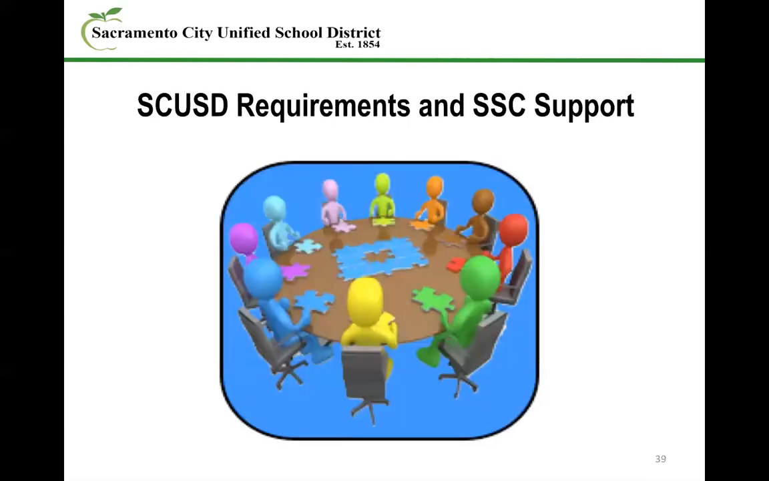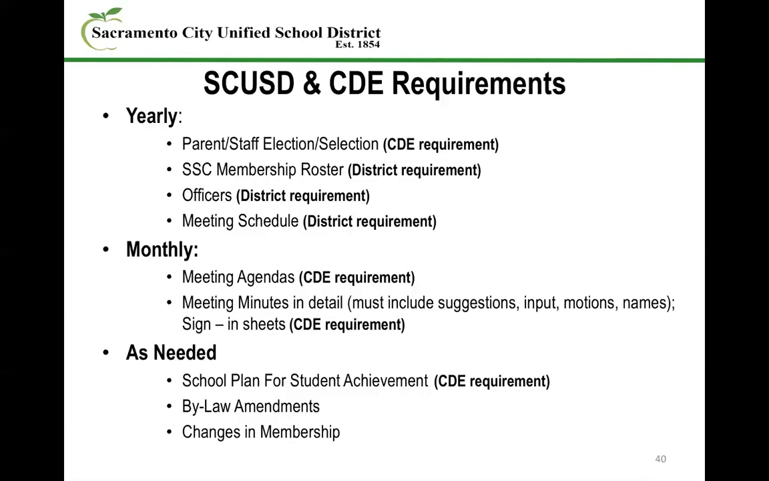School site council requirements and supports. The state and the district require reporting to both state and district yearly, monthly, and as needed. Yearly, we require your staff and parent election process, your roster of membership, your officers' names, and your meeting schedule.